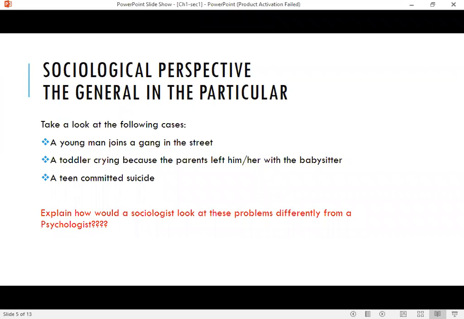Can you repeat the question? Do you see the first case? No. We have two people studying this, the case itself of the young man joining the gang.